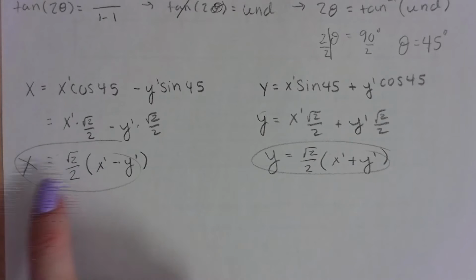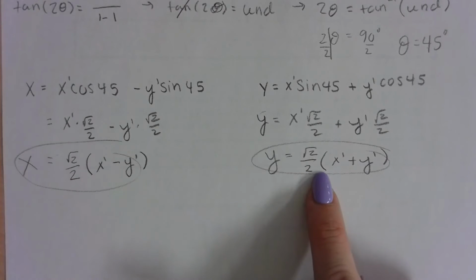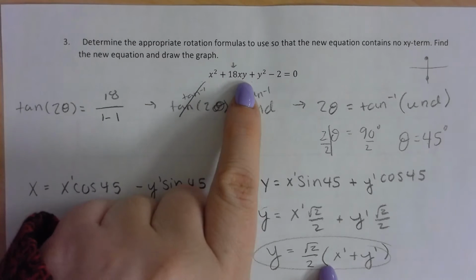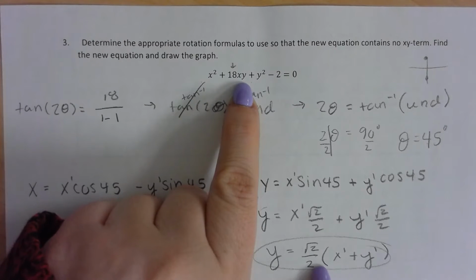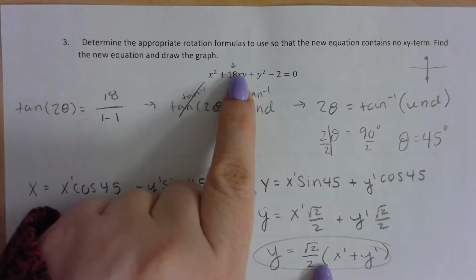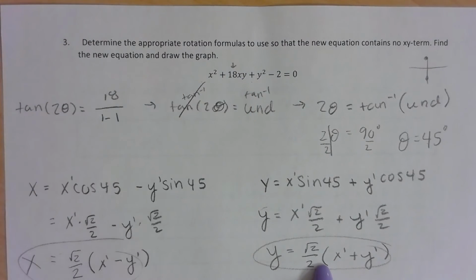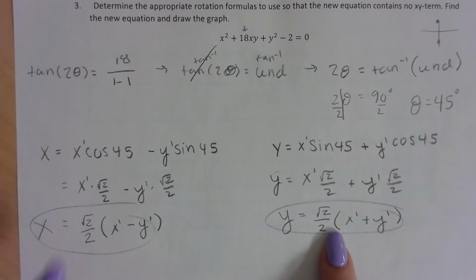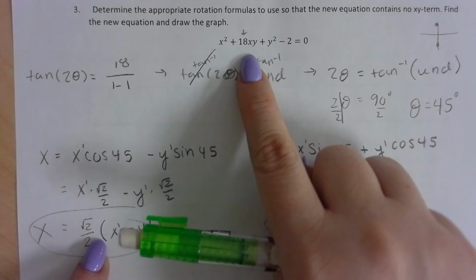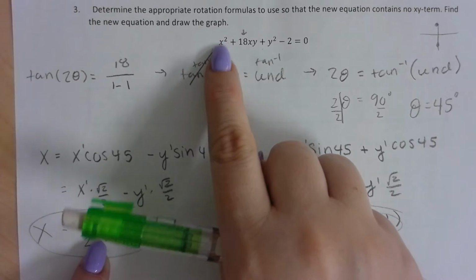So now that we know what our new x is going to be and our new y is going to be, we're going to plug in our x and our y into this formula. And what's going to happen is when we go through and do all of our algebra, this xy is going to go away and we're going to be only left with x squareds and y squareds. Okay, so we're going to plug this in everywhere there's an x, and we're going to plug this in everywhere there's a y. So the first part of our equation is x squared.